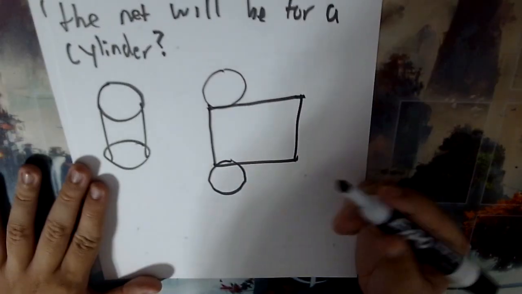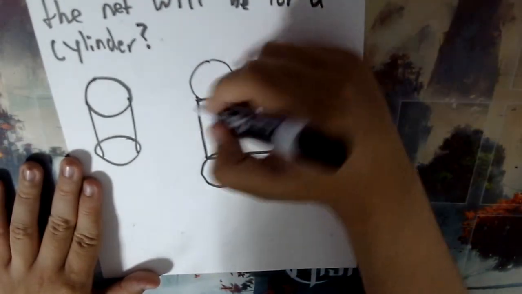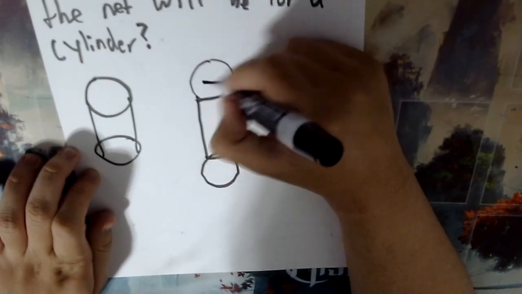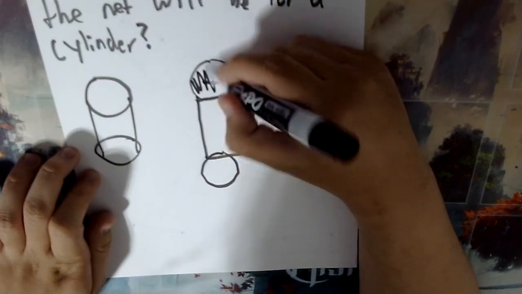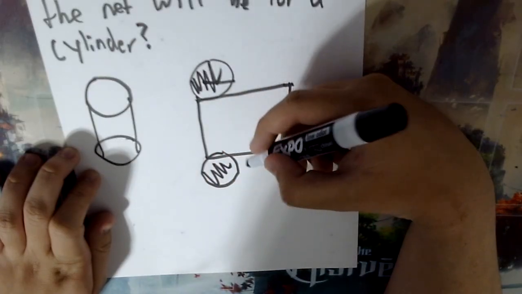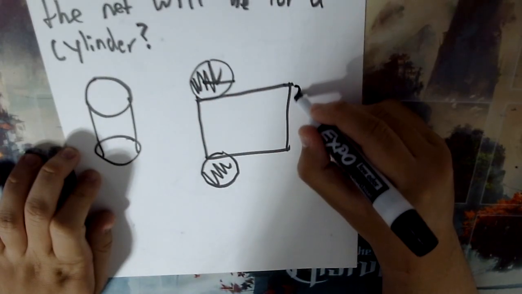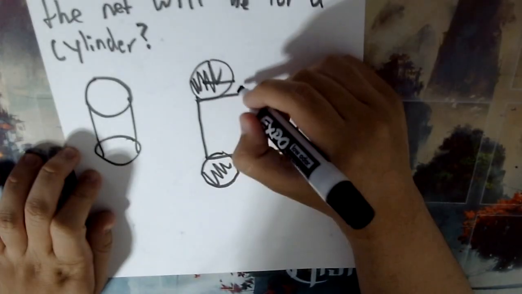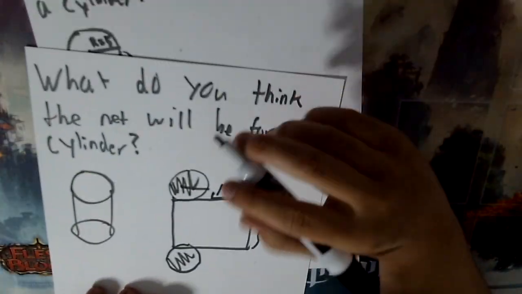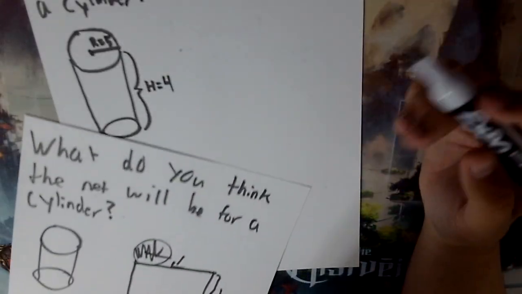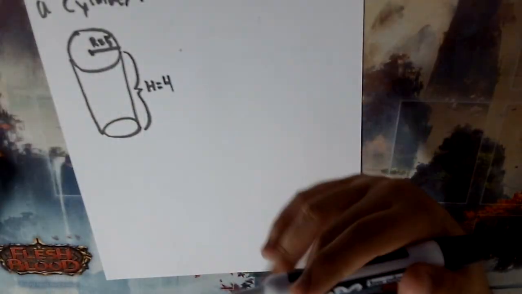One of the most important things for this net of a cylinder is that we would need to find the area of this circle and the area of this circle first. What we'll be given is always the height, but we also need to figure out what this length is. In our example, I'll show you how to find that length, and then we'll find the surface area of a cylinder, okay?